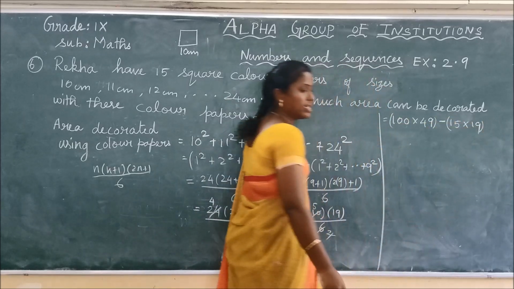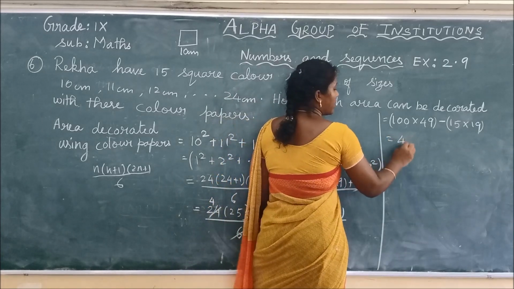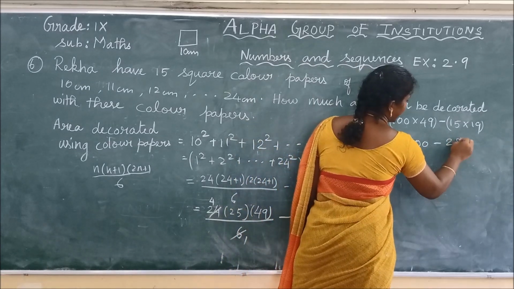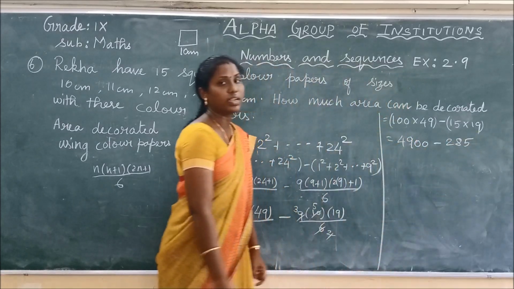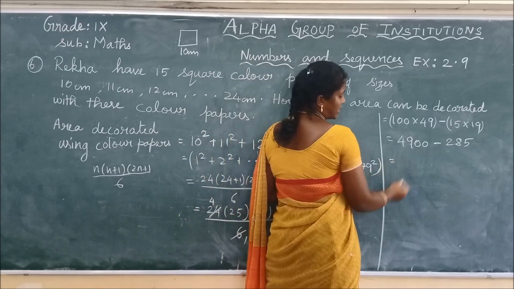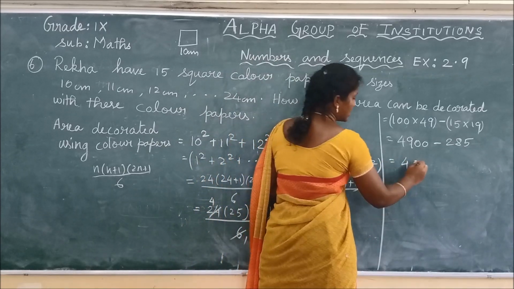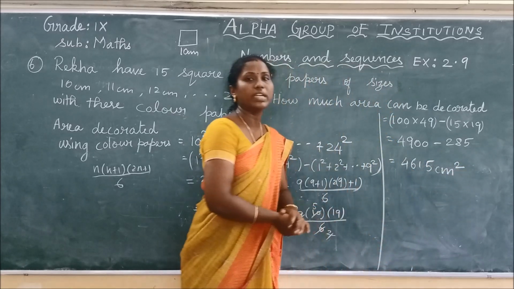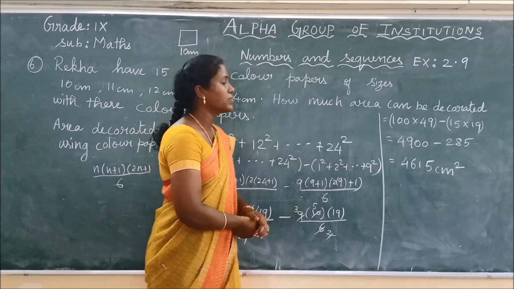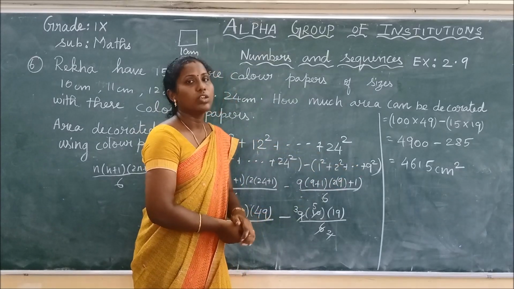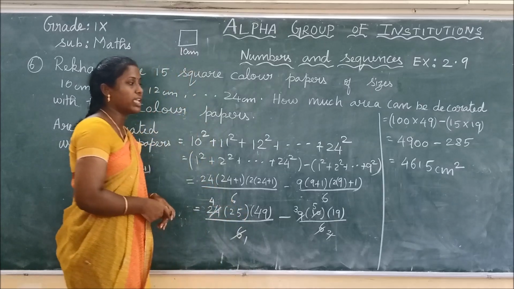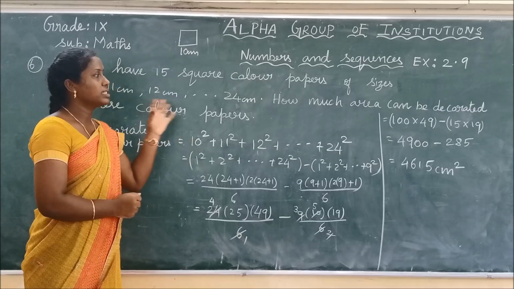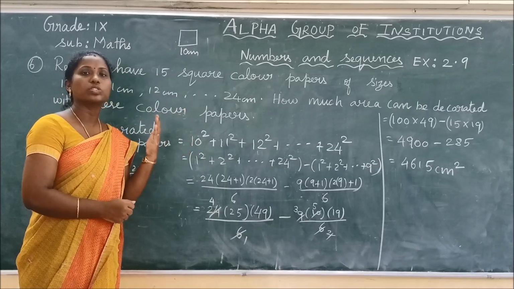So we just have to multiply and subtract the value. 4900 minus 15 into 19, the value is 285. 15 into 19 is 285. So the final answer, if I subtract, is 4615. And we are speaking about the square, and the unit is centimeter. So the total area is 4615 centimeter square, which is the area the paper she is having can cover.